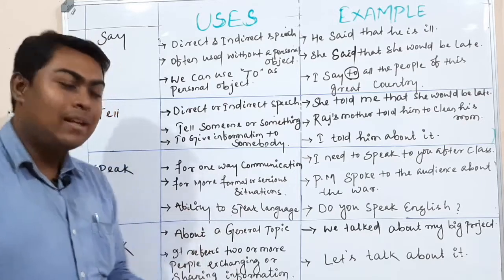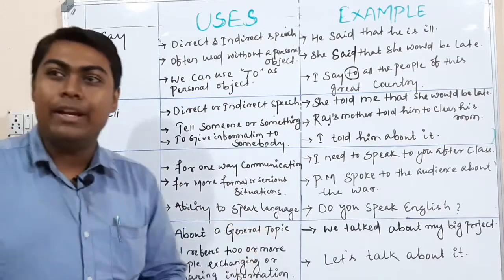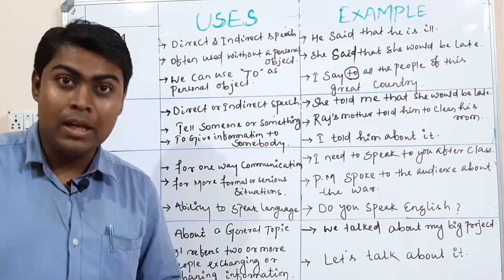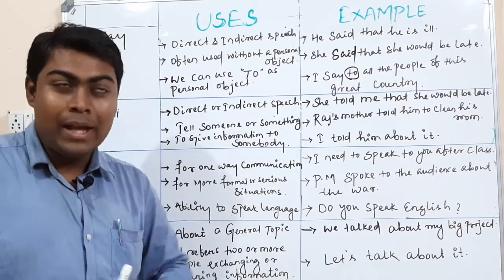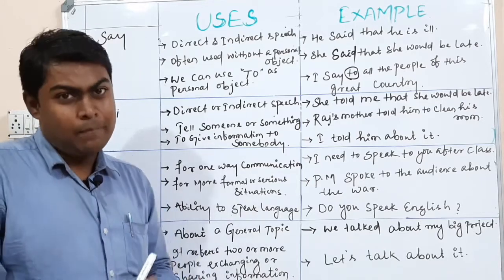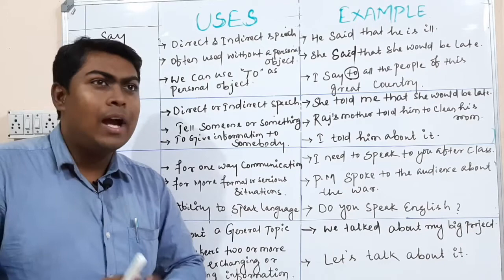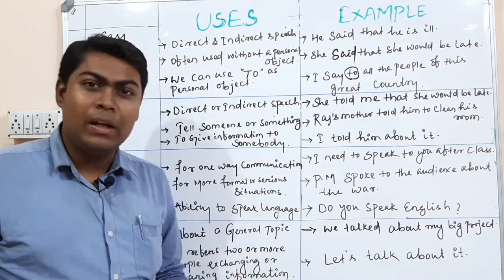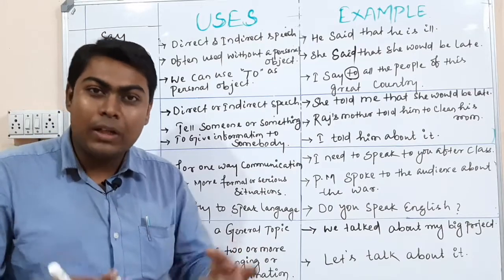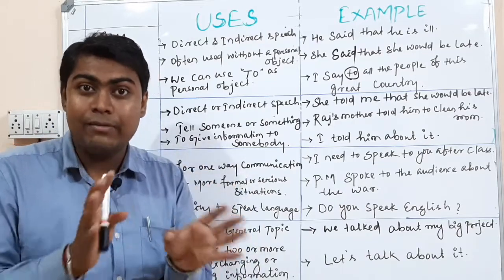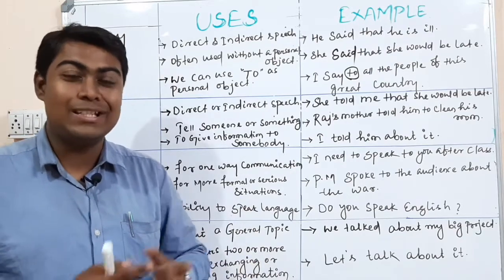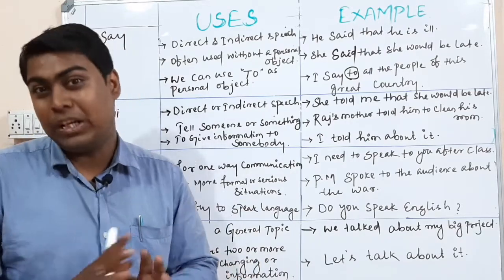Last one is the ability to speak a language. That means the languages you can speak are your ability. I can ask you, do you speak English? I can say that I can speak two languages. I can speak Tamil, Odia, English and Hindi. Whatever your ability in a language, you have to use speak. Not like I can say English or I can tell English. No, I can speak English.